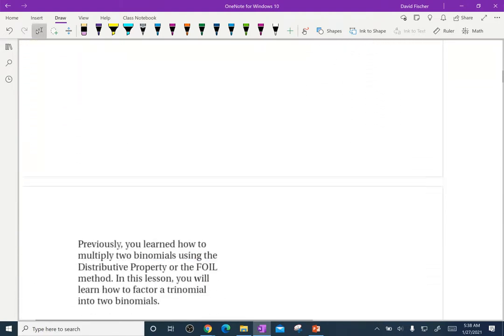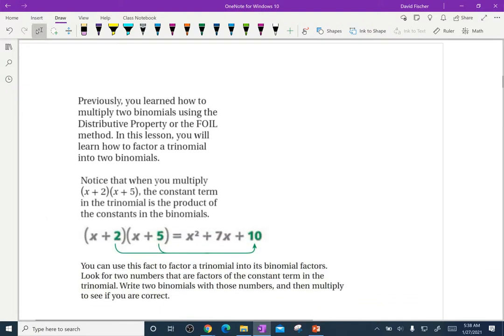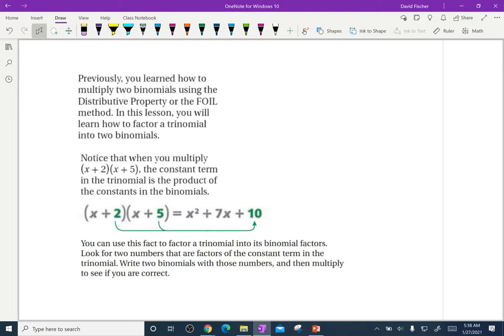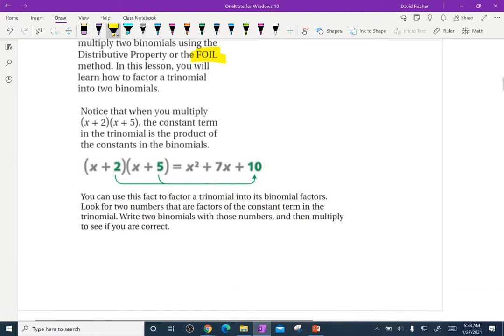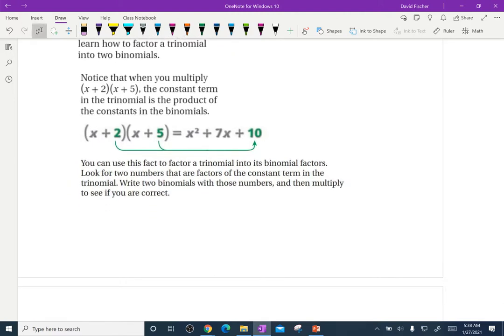All right, so today, like I was telling you, we're going to do a whole lot of this stuff called FOIL. We're going to multiply 2 binomials: first, outer, inner, and last. As we were doing these, you should have noticed some things. When I multiply the last numbers together, I always get the third term in my answer. 2 times 5 is 10, and I didn't have to do any combining.